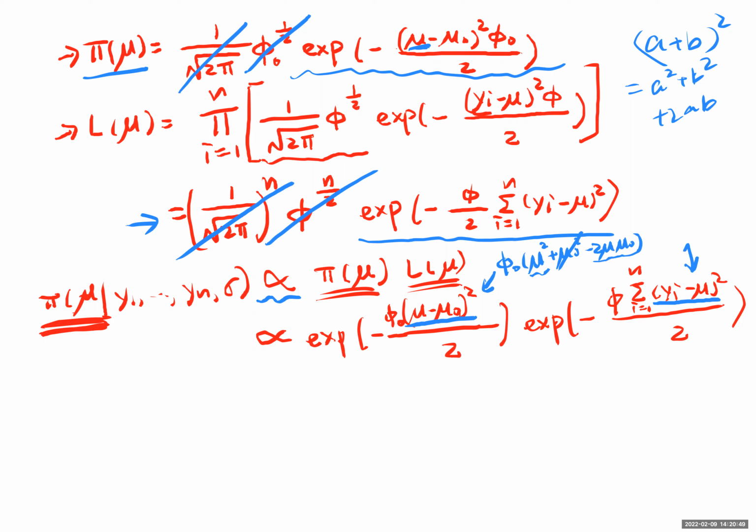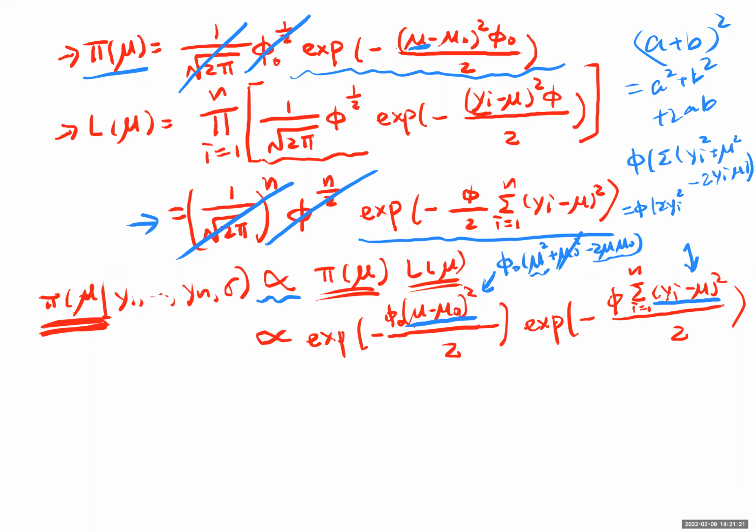So this is a big sum. We still have our phi multiplying in front of it, and then we're going to have our sum of yi minus mu squared, which expands to yi squared plus mu squared minus 2 yi mu. Let me keep doing that for a little bit. So for the sum of squares, I have the sum of yi squared, the first term, because this sum is summing over the entire expansion.